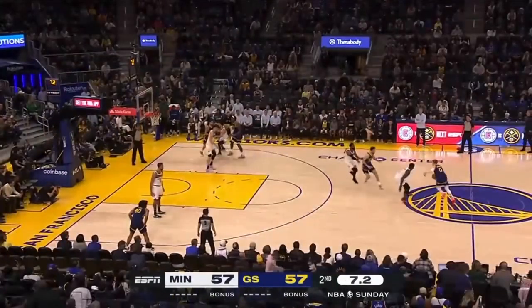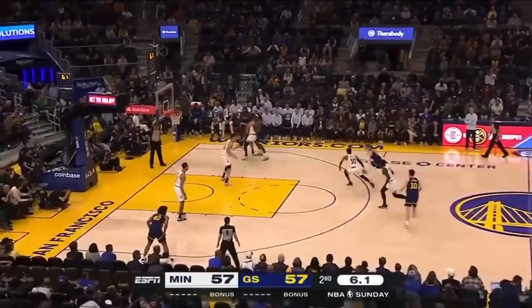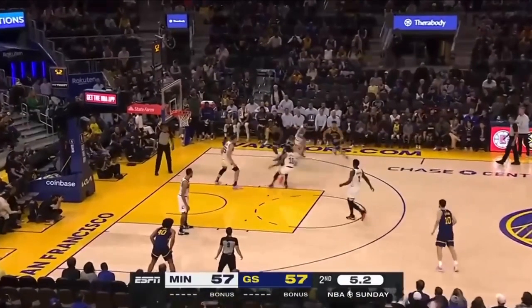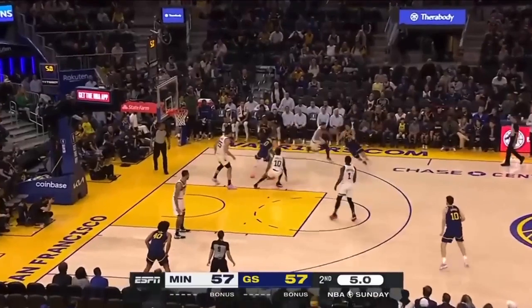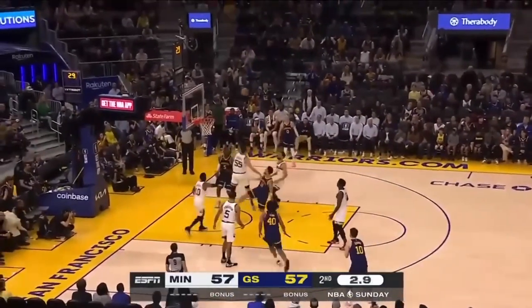Okay, there's a lot of mistakes here. We will focus on this down screen right here because this is what ultimately leads to the basket. This player needs to be attached with his arms out so Klay Thompson cannot curl. Look at, you let Klay Thompson curl. So this player has no time to get over the screen. And so now there you go.